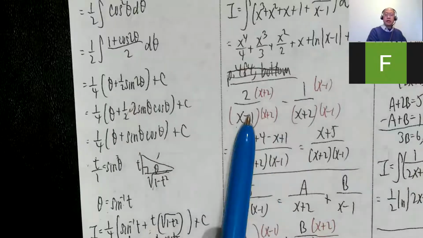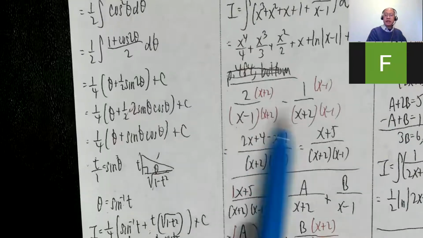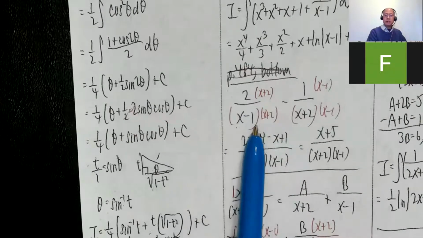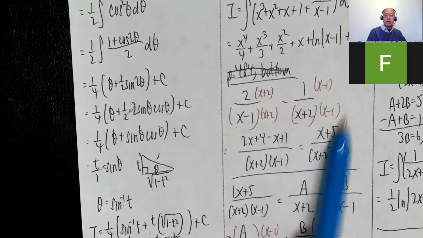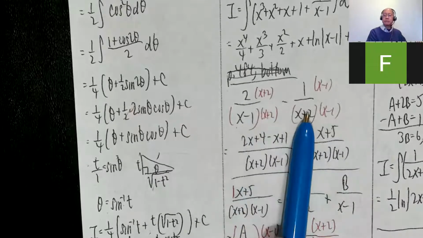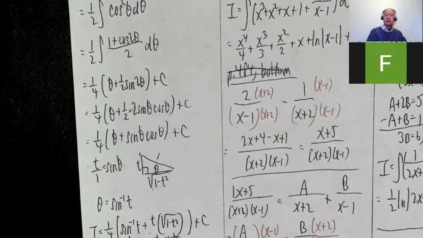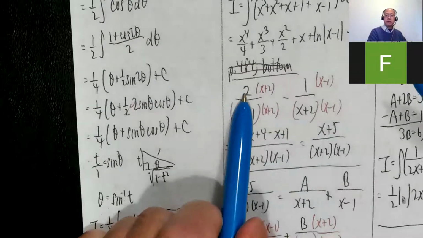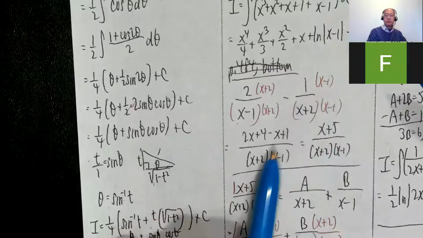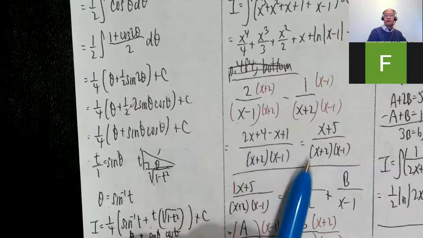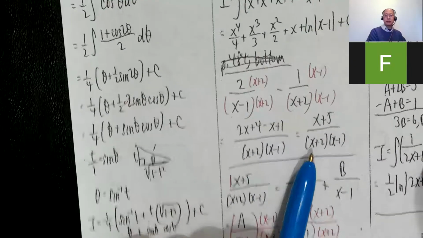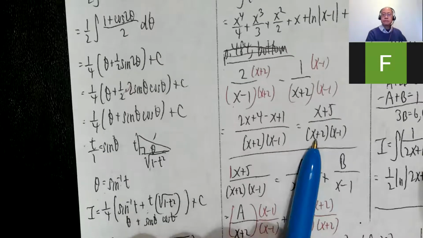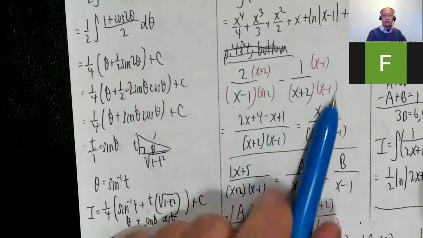So same thing here. To get a common denominator, x minus 1 needs to have an x plus 2 over x plus 2, and x plus 2 needs to have an x minus 1 over x minus 1, right? Same principle. So now that you have a common denominator, you can work out the top. So that's easy. 2x plus 4 minus x plus 1. So x plus 5 over x plus 2, x minus 1, right? So you should all be familiar with this.